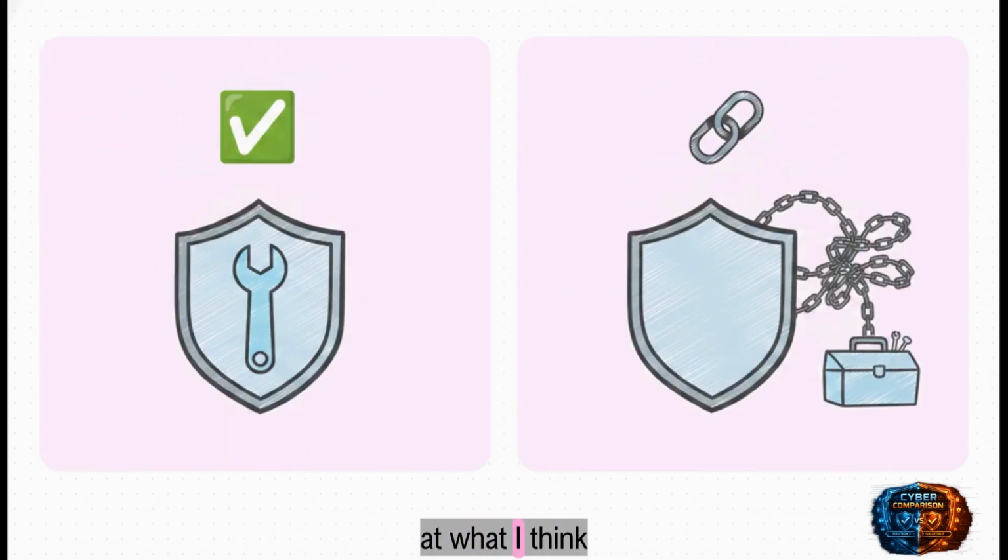Now, we arrive at what I think is a huge differentiator. Finding the broken lock is one thing, but fixing it, totally different story. Qualys includes native patch management right out of the box. You find it, you patch it. Boom, all in one tool.